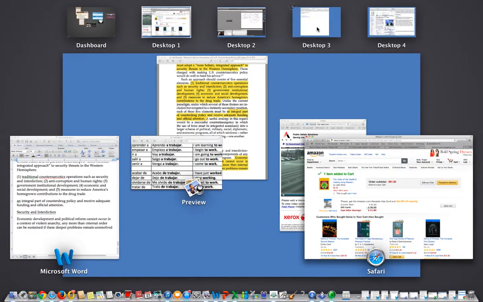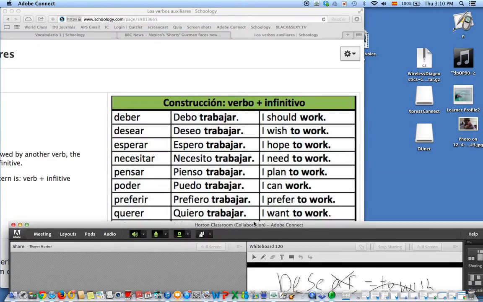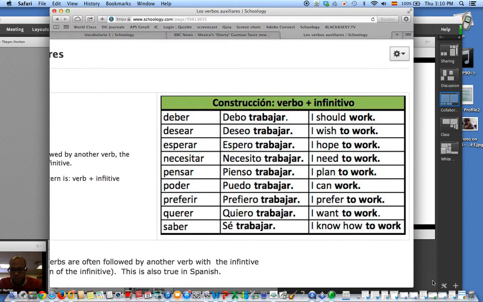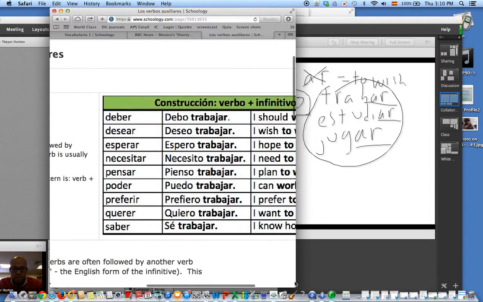Where's my Schoology? What's going on here? Oh, there it is. Okay, all right. Let me move this over here to the side.